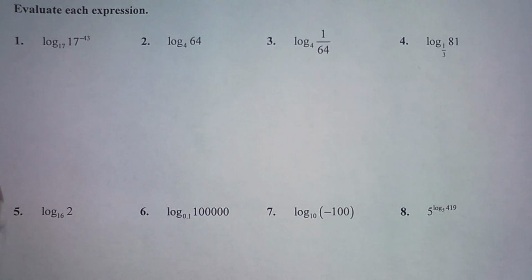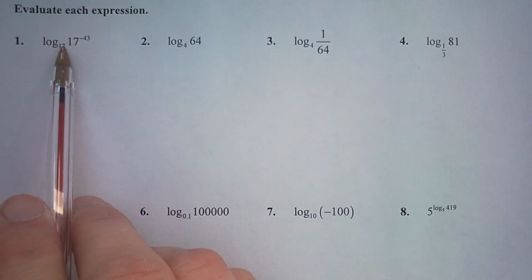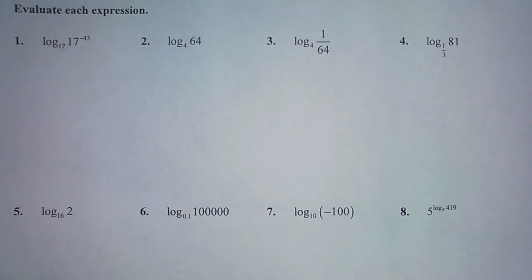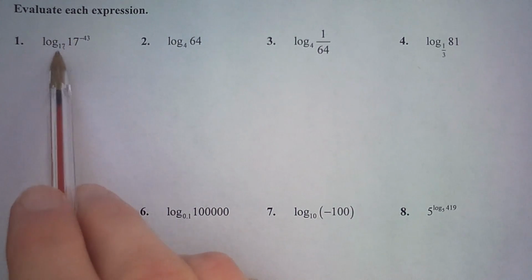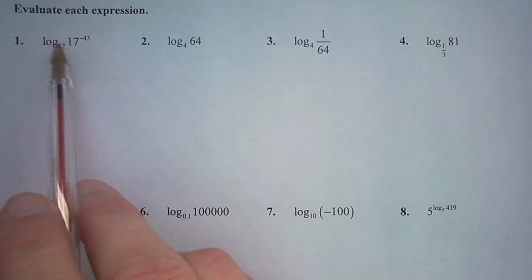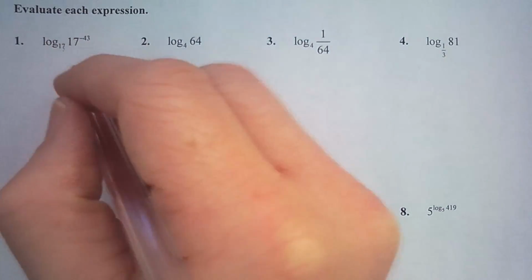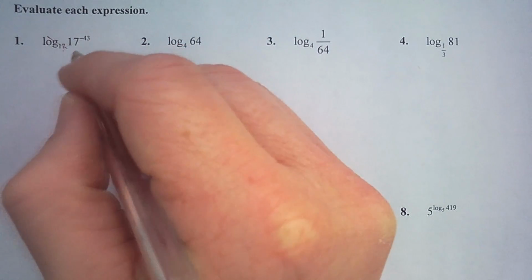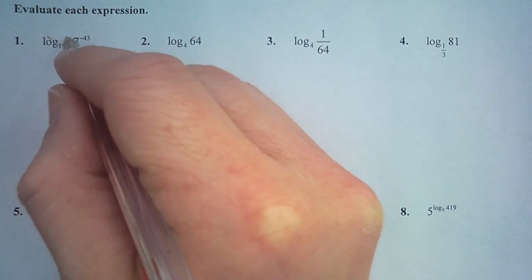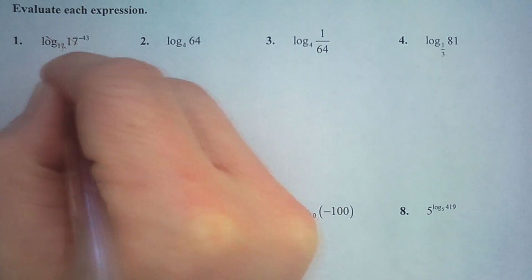Okay, so when we read a logarithm, we want to try to find out what question it's actually asking. So this is saying what power raises 17 to make 17 to the negative 43rd. If you want to raise 17 to 17 to the negative 43rd, you have to raise that 17 to the negative 43rd. So in essence, what's actually happening here is the log base 17 and the argument of 17 here are canceling to leave you with that power of negative 43.